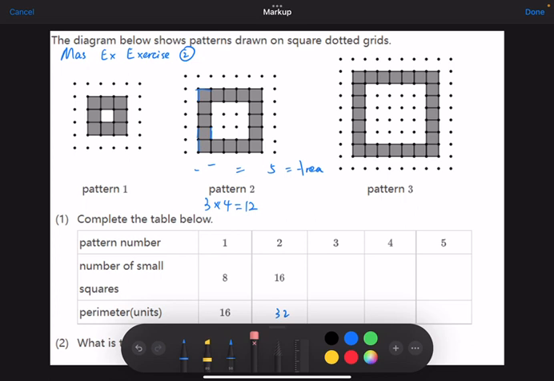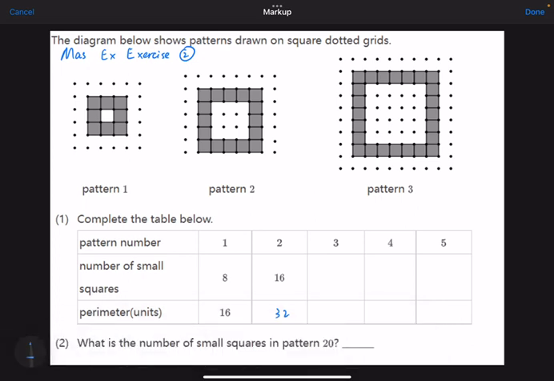Then we move on to the third pattern. We try to find the pattern between the patterns. Let's count the squares first. We have 1, 2, 3, 4, 5, 6, 7, 8, 9, 10, 11, 12, 13, 14, 15, 16, 17, 18, 19, 20, 21, 22, 23, 24. So altogether 24 little squares.